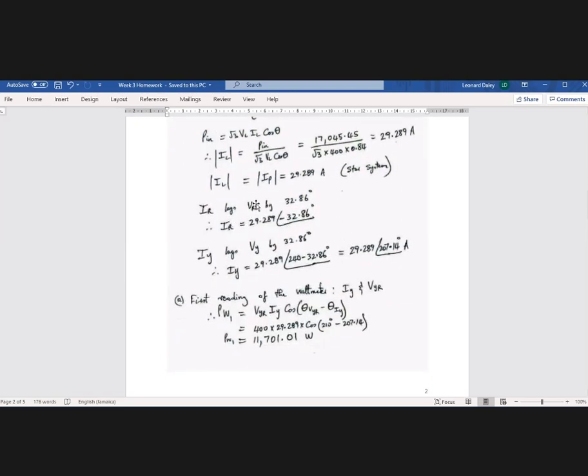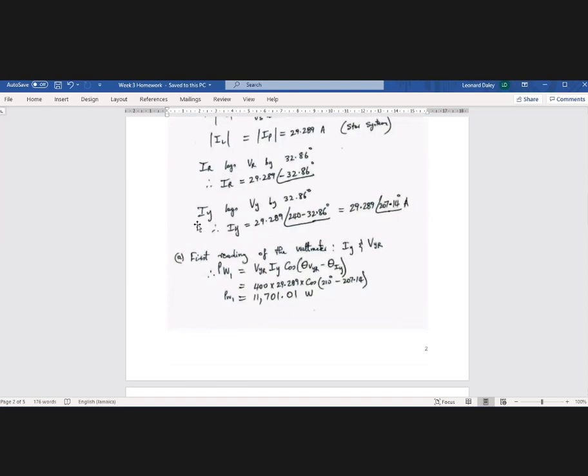So in this case, it's lagging VR, and VR is at angle 0. So IR would be at angle 0 minus 32.86. So that ends up at minus 32.86. IY similarly is lagging VY by 32.86. So IY is at angle 240 minus 32.86. So it ends up at 207.14.